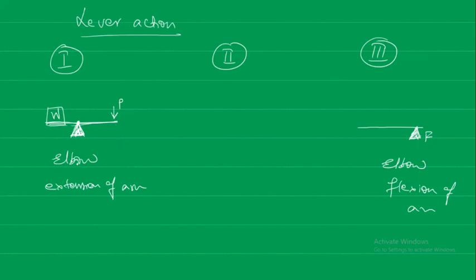So in the extension of the arm, the fulcrum is at the center, okay, whereas in the elbow flexion of the arm, the fulcrum is at the end, the weight here is at the end. Where we are applying the pressure, we are applying the pressure here in between.